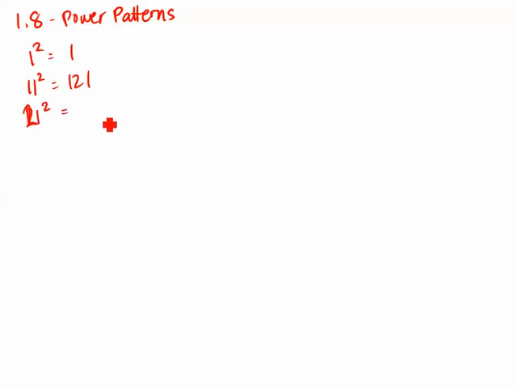So, we're on the last lesson for grade 7, chapter 1, and this is on power patterns. Now, we looked before at some patterns with powers, where we saw that something squared would always give the same last digit. For example, 1 squared is 1, and then 11 squared is 121, and 21 squared is 441. The last digit will be 1. And 31 squared, without even having to calculate, I know the last digit will be 1.